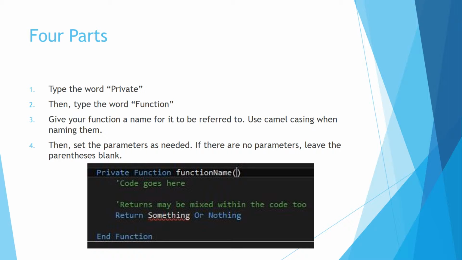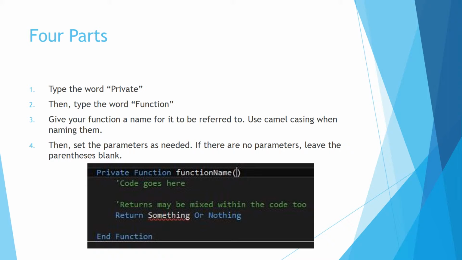The third part, which depends on what you want to call it, is to give the function a name for it to be referred to throughout the program. Now, for naming a function, we do want to use camel casing, and notice how there are not any spaces in between. This final portion then set the parameters as needed. If there are no parameters, leave the parentheses blank.